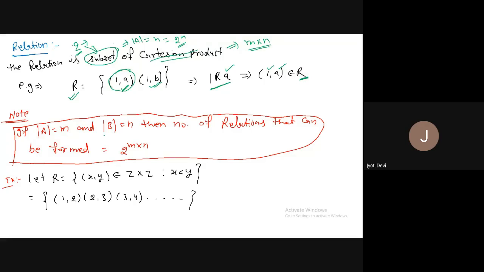So if I conclude this, if in one set there are m elements and in the other set there are n elements, then the number of relations that can be formed is 2 power m into n. As I already told, it is a subset of Cartesian product. In a subset, you have two choices, that's why I write 2. In a Cartesian product, the total number of elements is m into n. That's why I write m into n.